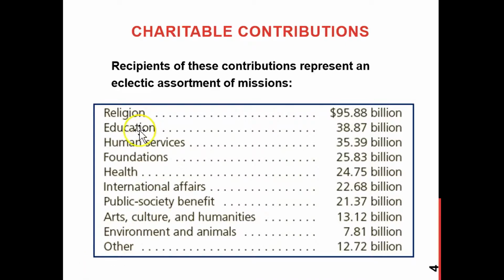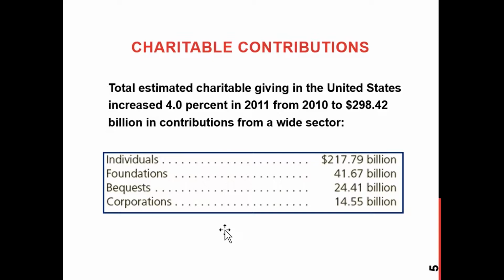So these are the different types of not-for-profit entities, those who receive contributions, huge amounts of contributions, and you see billions of dollars. Religion is a very big sector, education, human service, health, public society benefits, even art, culture, humanities, environment, animals. So they are the very common types of not-for-profit entities, and these are the recipients of these billions of dollars of contributions. Now, who are actually providing those contributions? Anyone can contribute, for example, individuals, or even corporations.